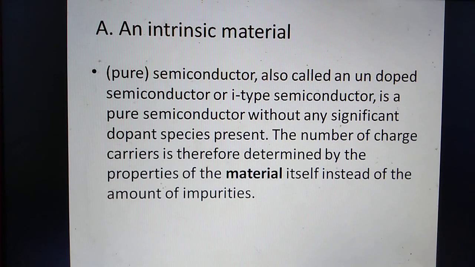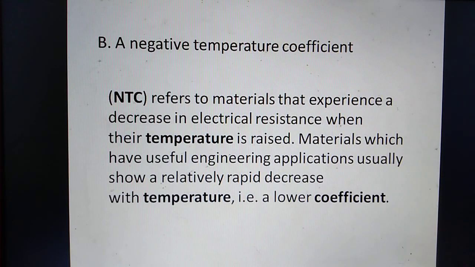A. An intrinsic material, pure semiconductor, also called an undoped semiconductor or i-type semiconductor, is a pure semiconductor without any significant dopant species present. The number of charge carriers is therefore determined by the properties of the material itself instead of the amount of impurities.